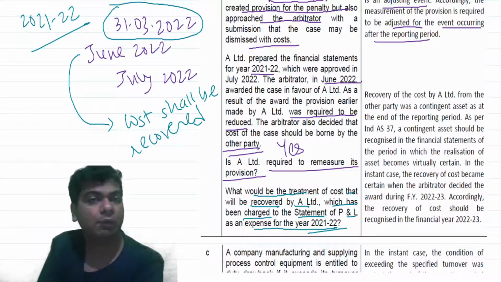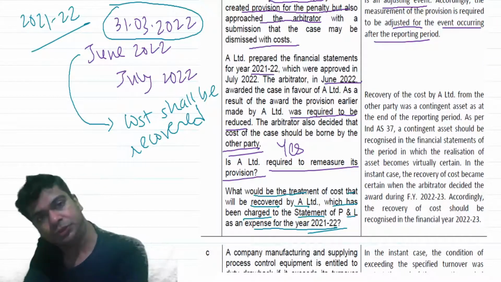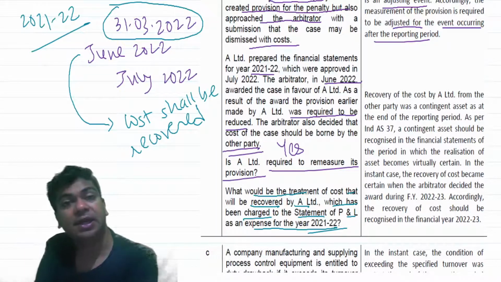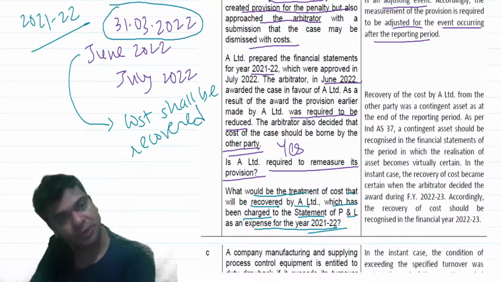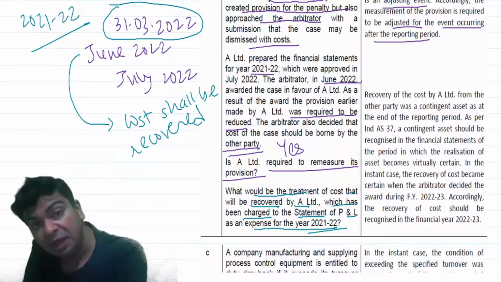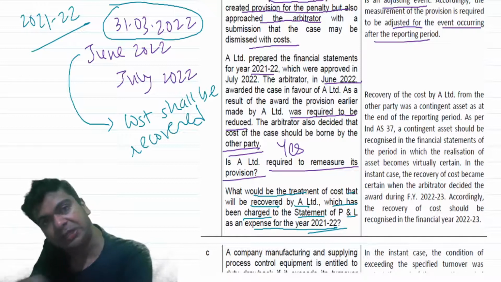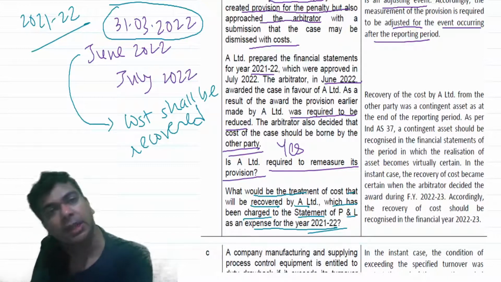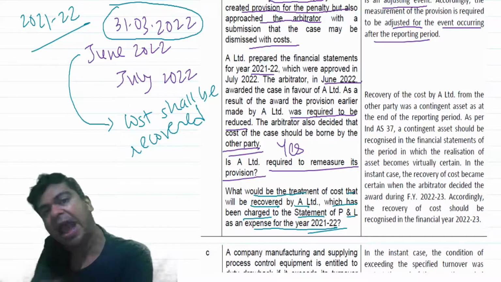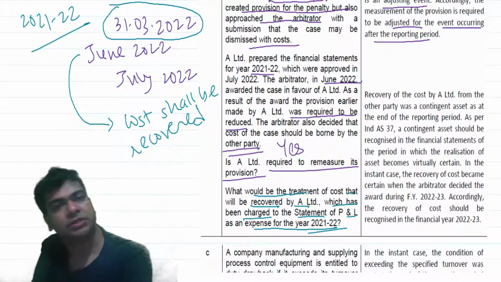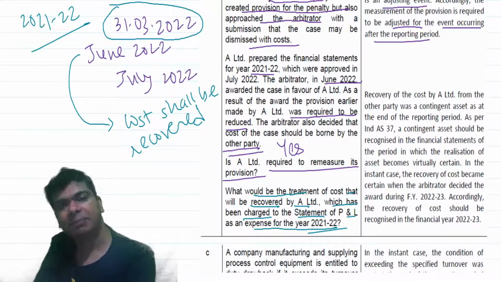Contingent assets, as we know, are covered by Ind AS 37. And Ind AS 37 says that contingent assets should be disclosed. You can recognize contingent asset in your books only when the collection becomes virtually certain. When the realization of the contingent asset becomes virtually certain, only then it can be recognized in books. And Ind AS 37 says that whenever the virtual certainty of its collection is established, in that period, you can recognize revenue out of it. So Ind AS 37 will become applicable here.